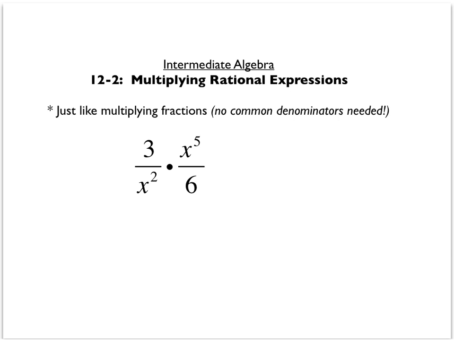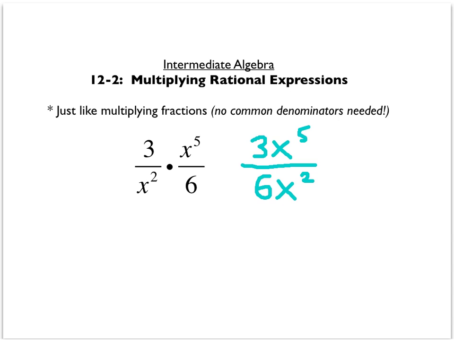Typically now these will have variables and powers in both the numerator and denominator. And as it says here, this is just like multiplying fractions. So we do not need any common denominators, no common denominators. So if you look at this first example that we have here, one thing that you can do first of all is just multiply across. So 3 times x to the 5th is 3x to the 5th. That's my numerator. And my denominator then, x squared times 6, I'm going to write that as 6x squared.